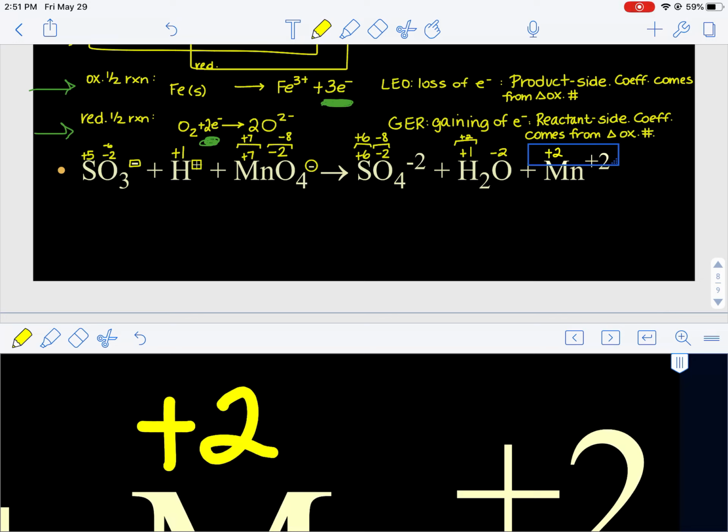Some of you may be wondering, why are there so many ions in this reaction? It's written as a net ionic equation.